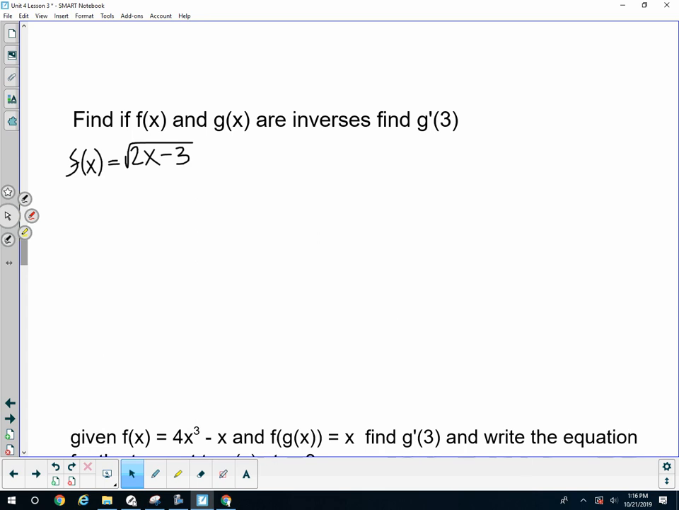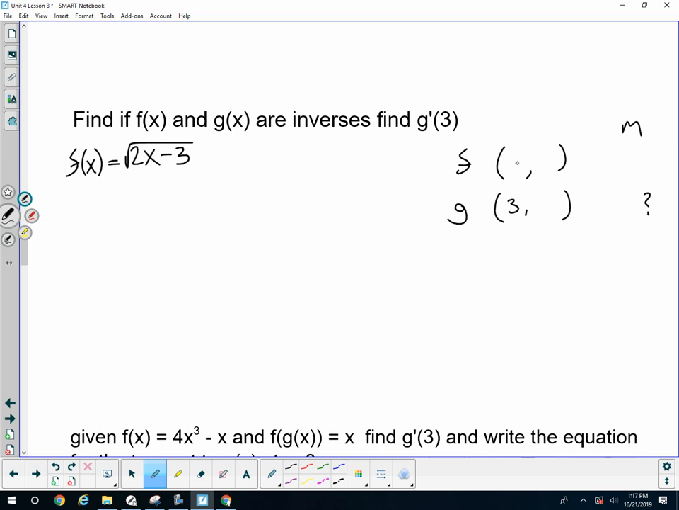f and g are inverses. Find g prime of 3. So I'm trying to find the tangent slope to g at 3. And I'm given the function for f. Okay, then just start creating my table. I'm trying to find g prime at 3. But that's all I know about g right now. So I'm trying to find its slope at 3. But I know about f.